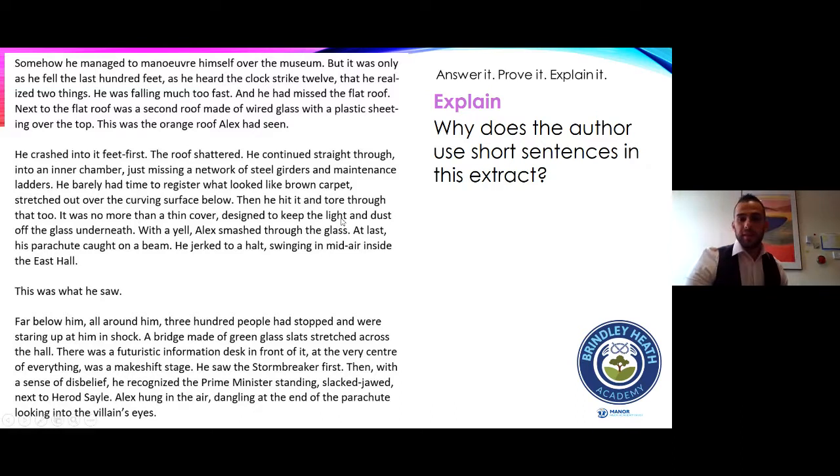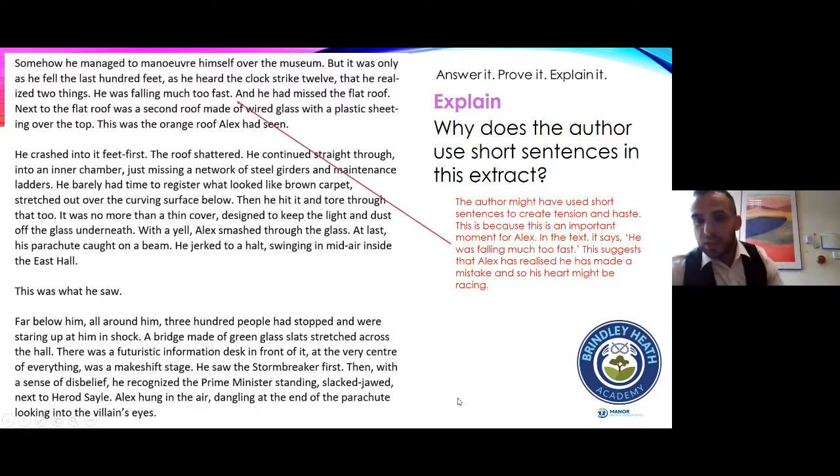Okie doke. So the short sentences have been used to create tension and haste. Haste means to speed up, to add some speed to it. This is because it's a really important moment for Alex. In the text, it says that he was falling much too fast. This suggests that Alex has realised he's made a mistake, and so his heart might be racing. So at this moment, it's like a panic. It's, oh my word, I've made a mistake. So it's that realisation for Alex that something terrible could happen.